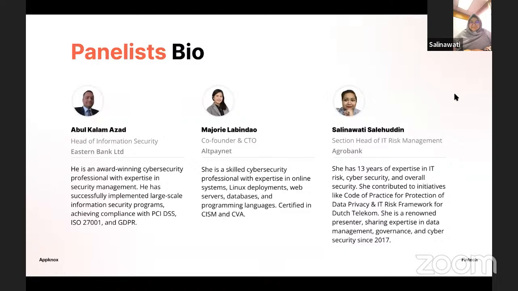All right, my name is Salina. I'm from Agrobank Malaysia. What I normally do, with 14 years of experience not only in security, but also in governance and risk, is look into the regulatory requirements, not only from Bank Negara locally, but also on international matters, which are PCI DSS and the Securities Commission.